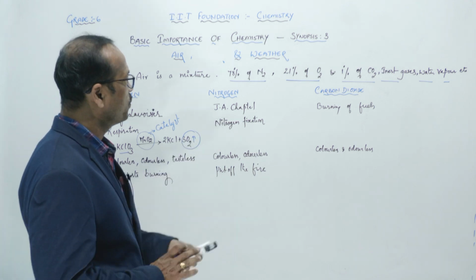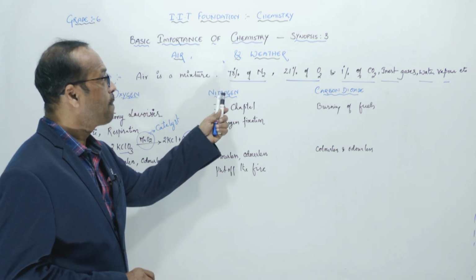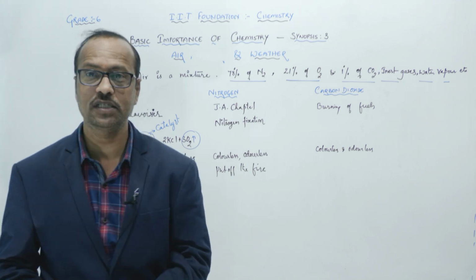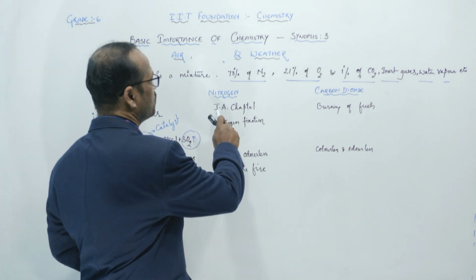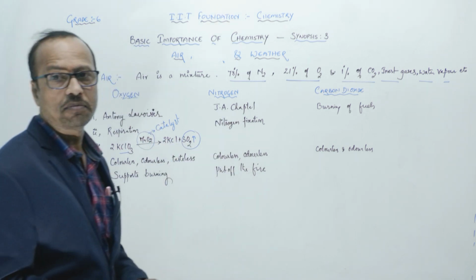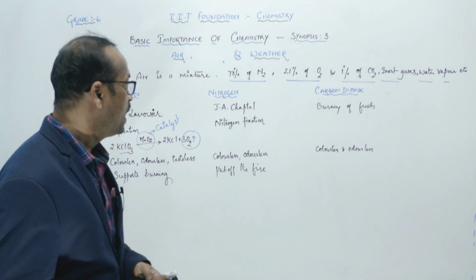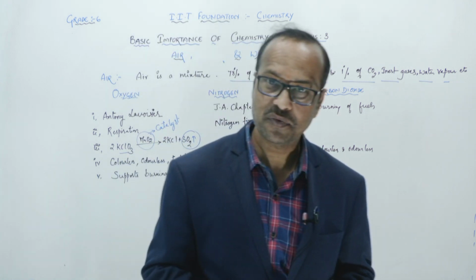Now the second component is what? Nitrogen. Nitrogen is one of the major components of the atmosphere. It consists of 78%. How much does it consist of? 78%. The name nitrogen was given to this gas by J.A. Chaptal. So Chaptal was a person who gave the name nitrogen to this gas, and nitrogen is present in the atmosphere naturally.